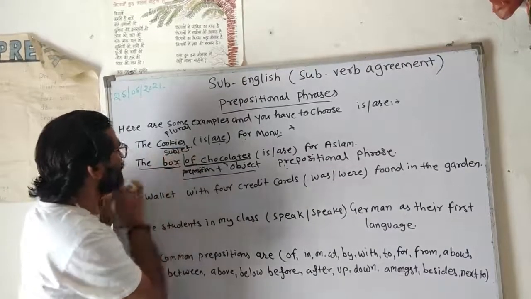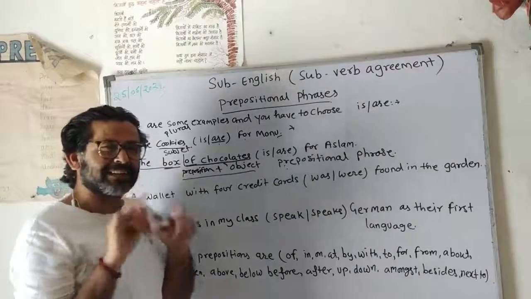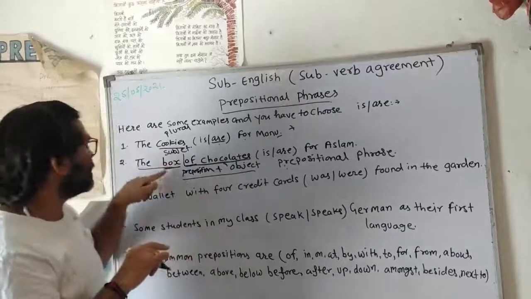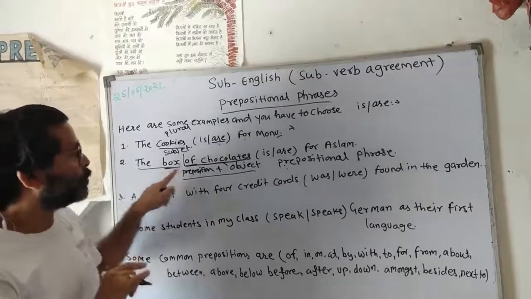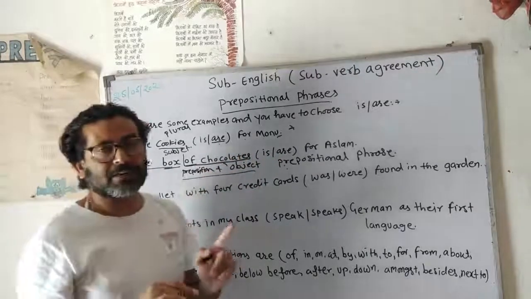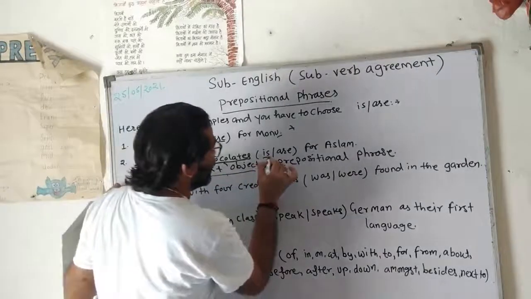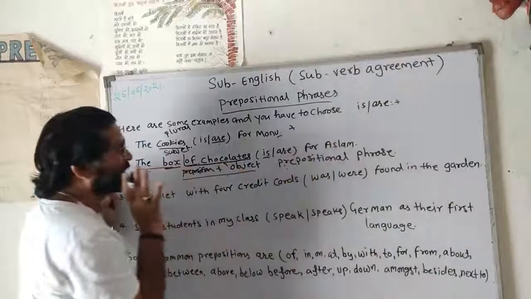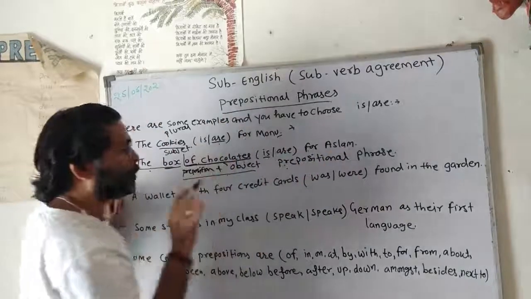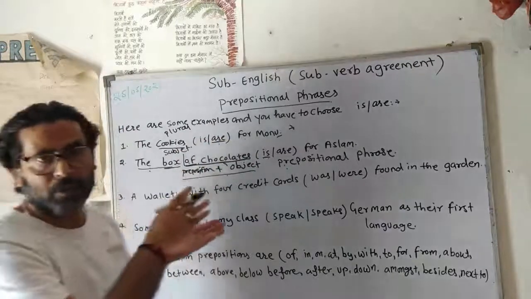What is the subject in this sentence? The box is the subject. And is box a singular subject or a plural subject? Think about it. It is a singular subject. And what do we use over here? Is or are? Is, because with a singular subject we always use is. So the box of chocolates is for Aslam. The prepositional phrase is of chocolates, which talks about the box, right?